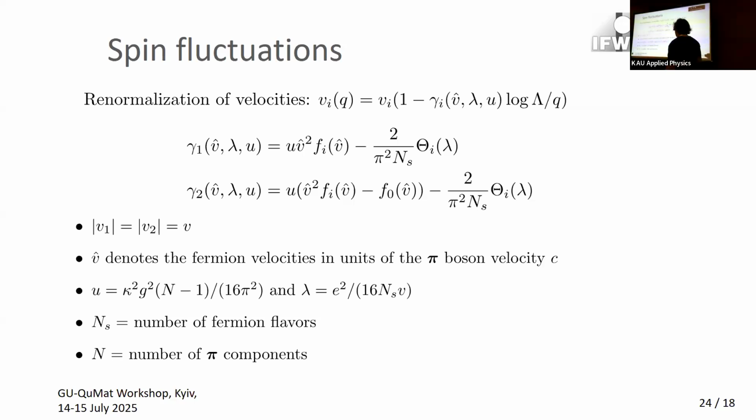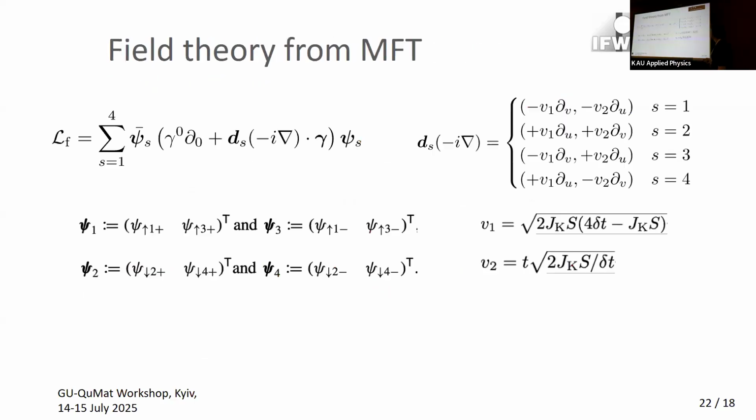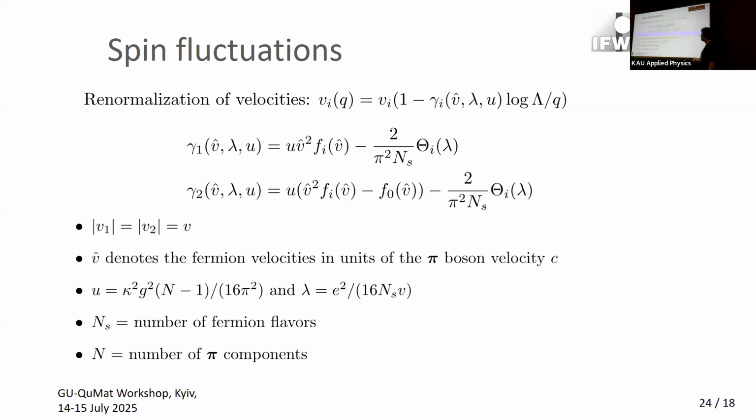So even if you start with the velocities isotropic, they will not really stay that way. If V1 equals V2, it still will not be isotropic. The V1 and V2 will, by fluctuations, be different anyway. The fluctuations bring this back to different values.